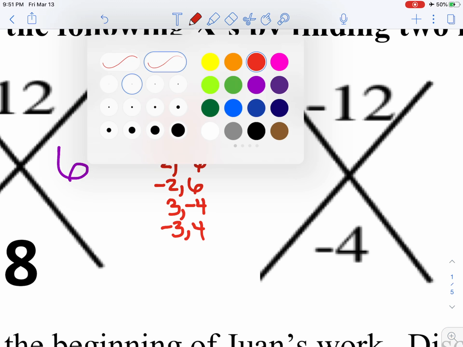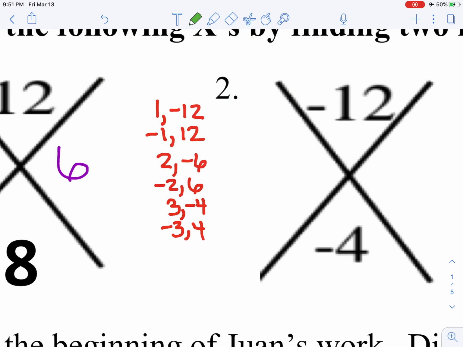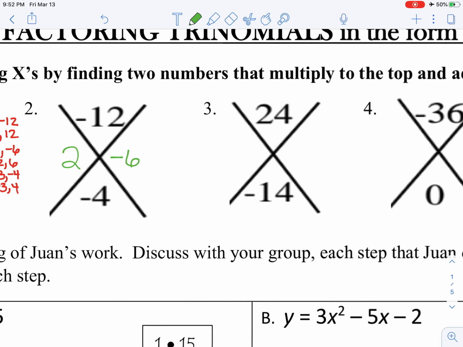Now you don't have to write down all of them. I'm just doing that because that's what we're doing right now. But which ones, when you add them together, get negative 4? So if I did the first ones, I would get 1 plus negative 12, which is negative 11. Then negative 1 plus 12, that would get me 11. 2 plus negative 6 would get me negative 4. That's what I want. So 2, negative 6. And that's all you do for these.